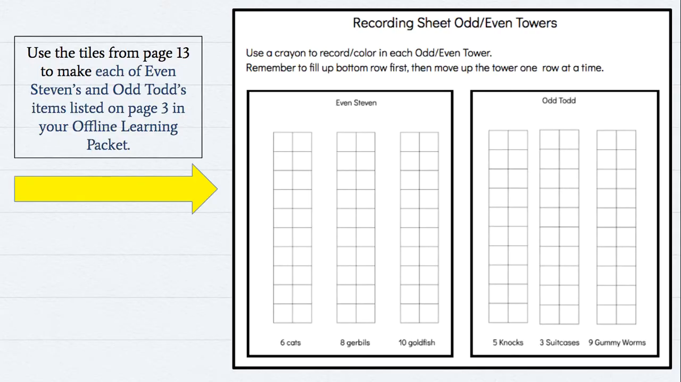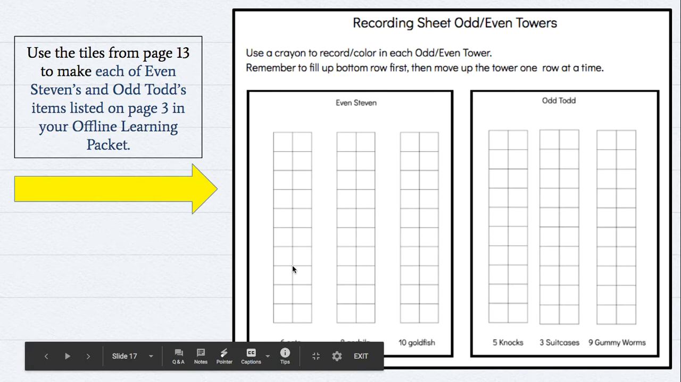After that, you're going to use the tiles from page 13 of your offline learning packet to make each of Even Steven's and Odd Todd's items listed on page 3 in your offline learning packet. So you can use a crayon to record and color in each odd and even tower. Remember to fill up the bottom row first, then move up the tower one row at a time. So you start here, and you're going to show 6 cats. So you can color in the boxes to show 6 cats.